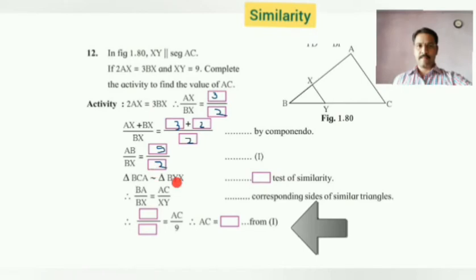Now we can write directly these two triangles are similar. Already so many times we proved this. These two are parallel, means this is a corresponding angle. Therefore we can prove easily these two triangles are similar. By which test? AA test. We can write very easily.